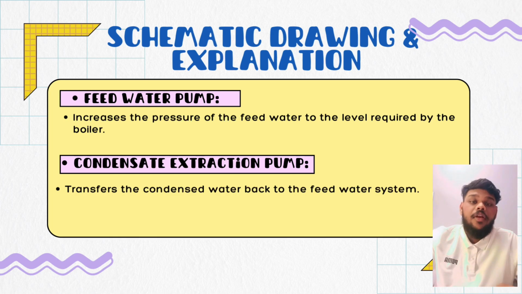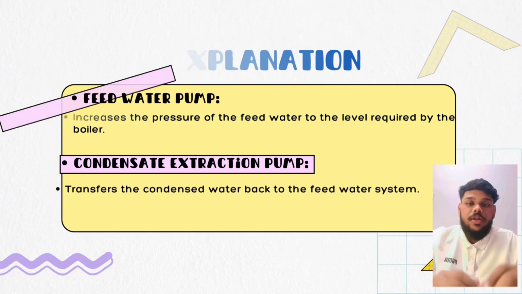For the condenser, it converts the exhaust steam from the turbines back into water by removing heat. For the feed water heaters, they preheat the water using steam extracted from various stages of the turbine, thus improving overall efficiency. For the deaerator, it removes dissolved gases from the feed water to prevent corrosion. For the feed water pump, it increases pressure of the feed water to the level required by the boiler. For the condensate extraction pump, it transfers the condensate water back to the feed water system.